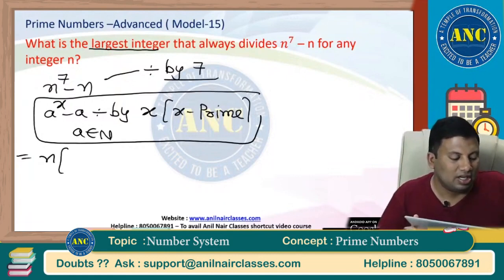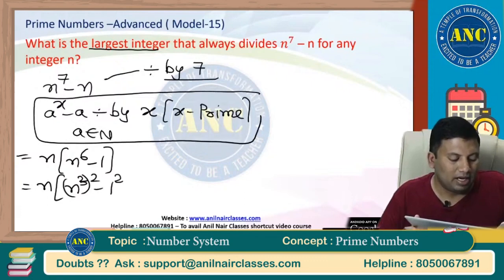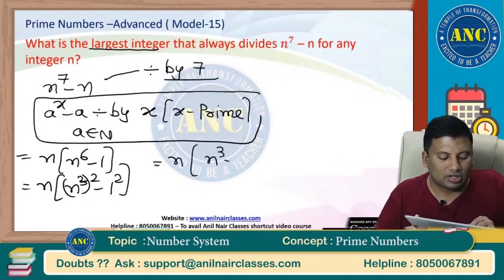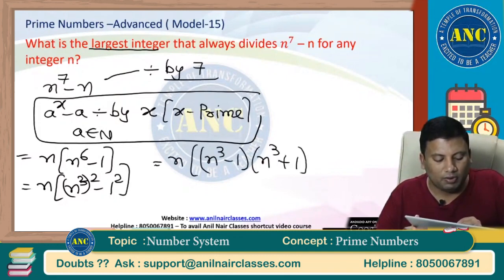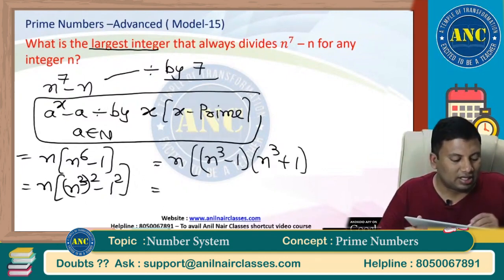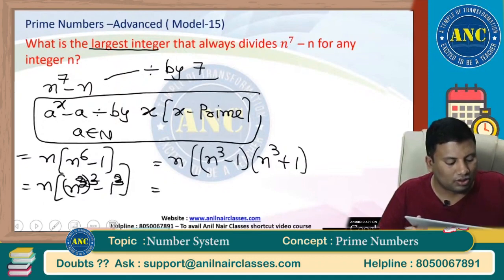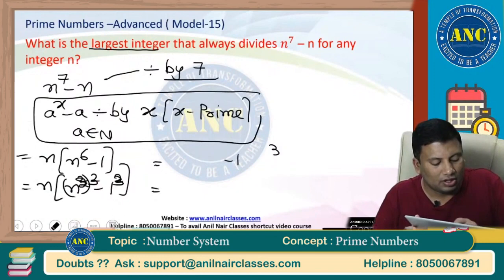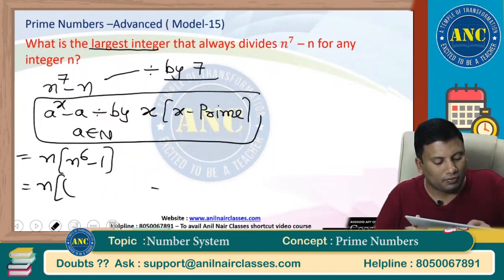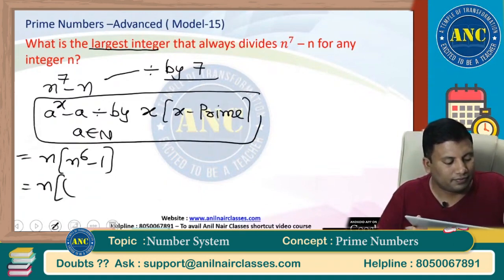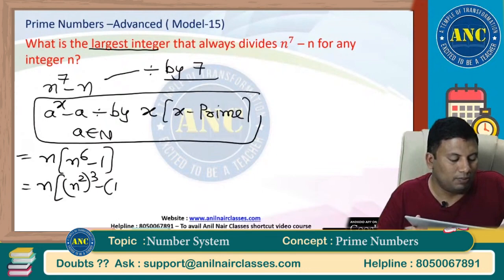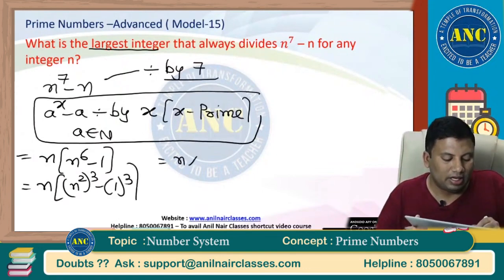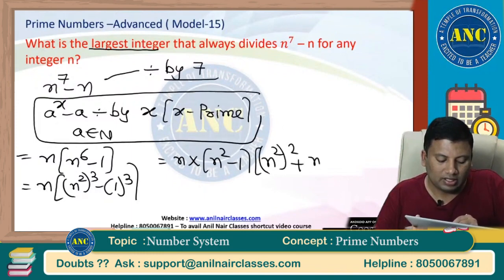So this can be written as n into n^6 minus 1. These are nothing but n^3 whole squared minus 1 whole squared, which is n^3 minus 1 into n^3 plus 1. For n^3 minus 1, we will write it as n^2 whole cubed minus 1 cubed, so that we get some more factors easily. Using a cube minus b cube, it is n into n minus 1 into n^2 whole squared plus n^2 plus 1.